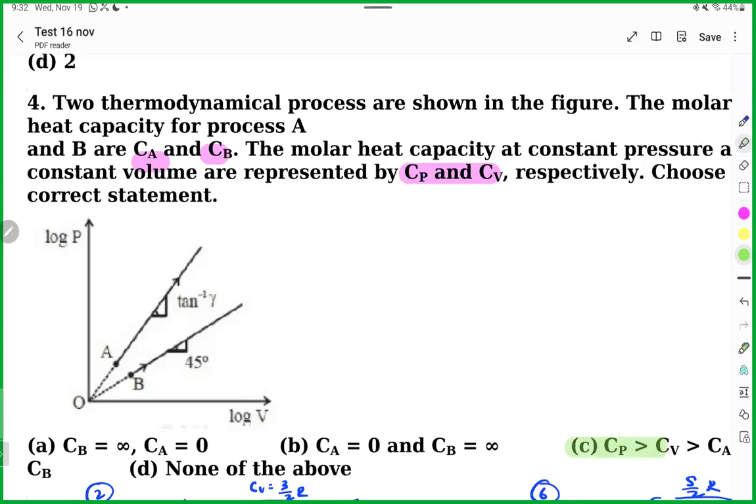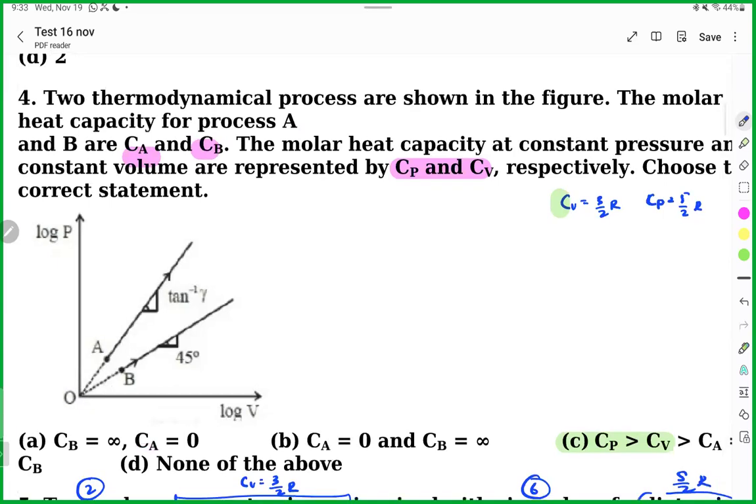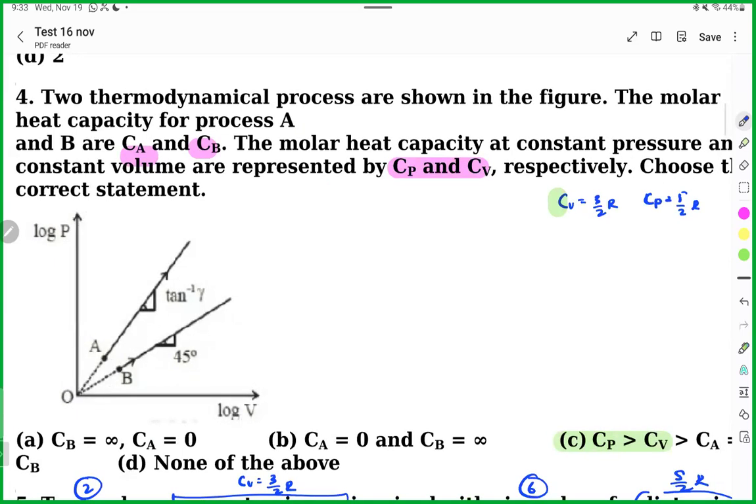Cp is always greater than Cv because, Cv value, for example in monoatomic gas, is 3 by 2 or 1 and a half. Cp value is 5 by 2, 2 and a half. Which one is greater? सर Cp is greater। हाँ हाँ, Cp is greater. Exactly. Cp is always greater than Cv.